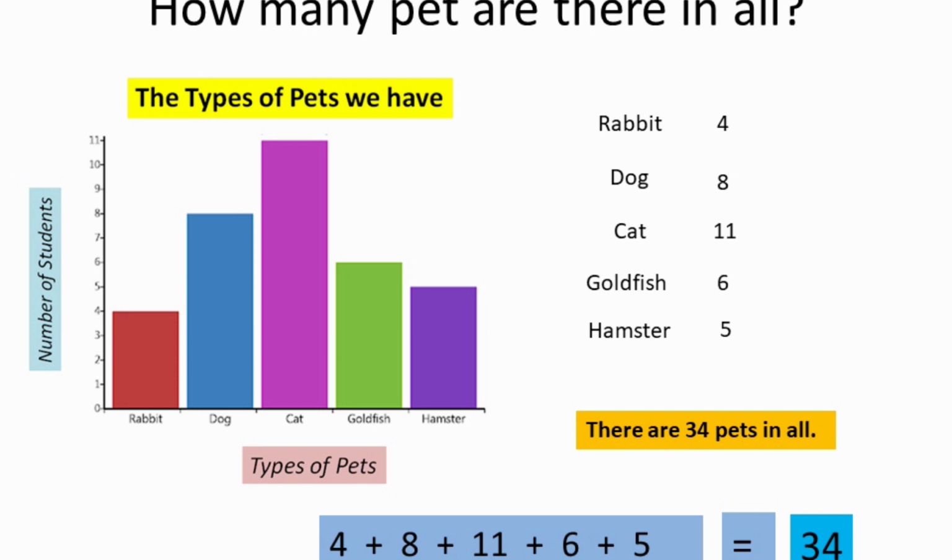Goldfish, there are 6, so we add 4 plus 8 plus 11 plus 6. And the hamster is 5, so that is 4 plus 8 plus 11 plus 6 plus 5. And that will give us how many pets there are in all. Now this is your turn.